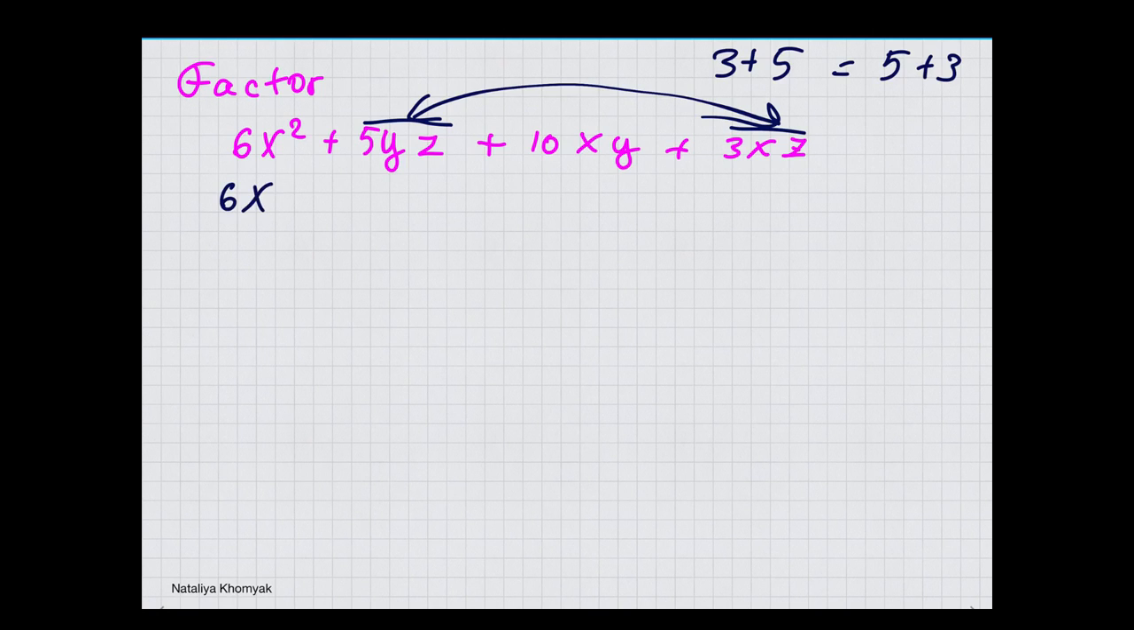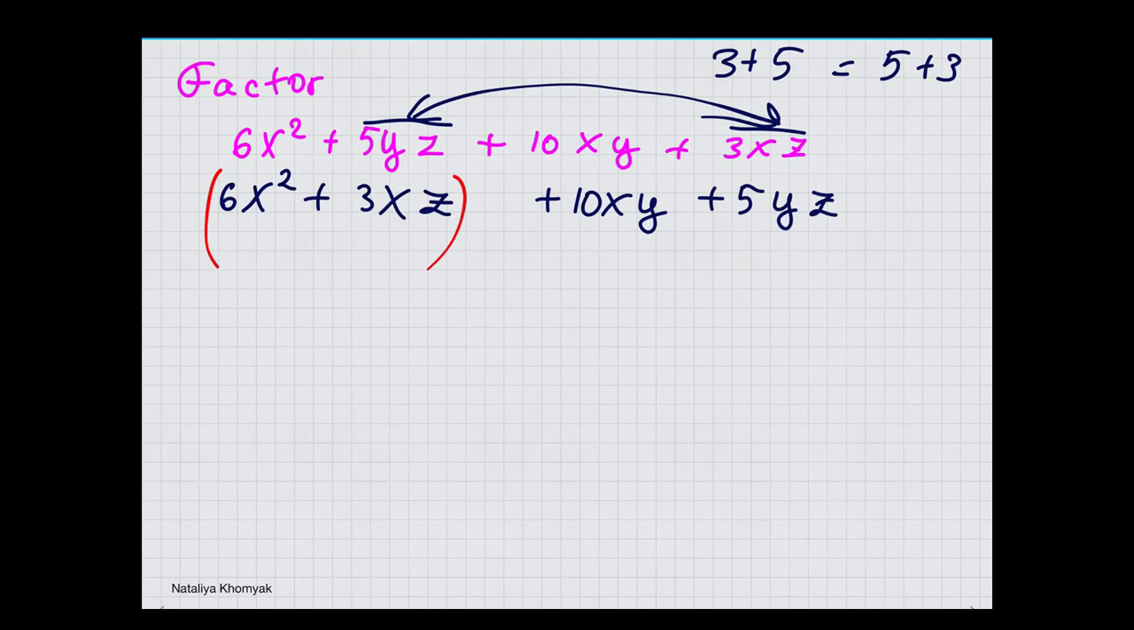I'm just going to rewrite this expression so it is easier to factor. So now we have 6x squared plus 3xz plus 10xy plus 5yz. Now I'm going to factor by grouping. The first two terms can be divided by 3. We can also take out x from both of them. So this will simplify into 3x times, 3 goes into 6 2 times, x plus, this cancels, z.